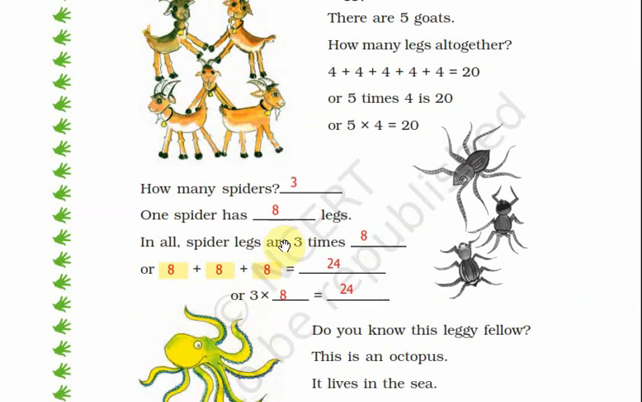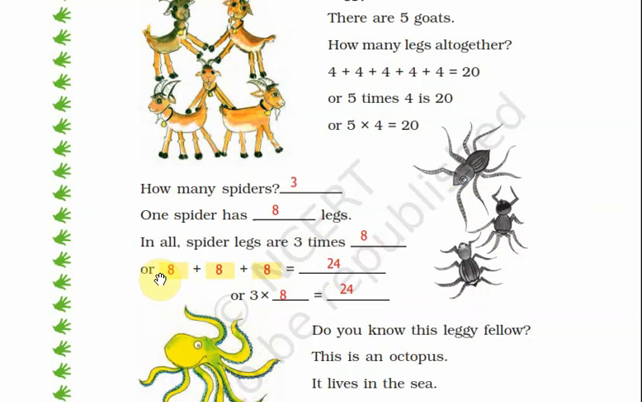Okay. Next one, how many spiders? How many spiders are there in this picture? There are 3 spiders. One spider has dash legs. How many legs does a spider have? See, 1, 2, 3, 4, 5, 6, 7, 8. A spider has 8 legs. In all, spider legs are 3 times 8. So, we have to find out the total number of legs of 3 spiders. One spider has 8 legs. 3 spiders have 3 times 8.